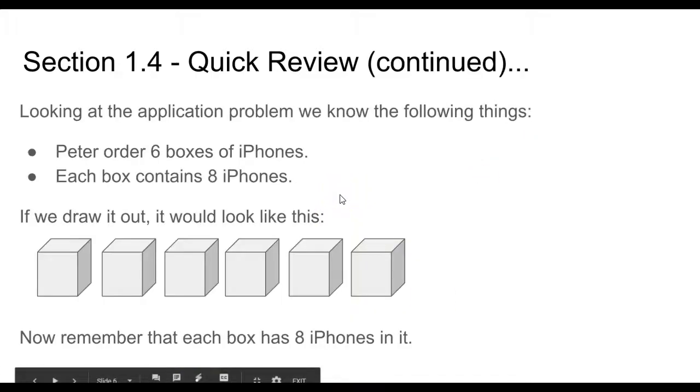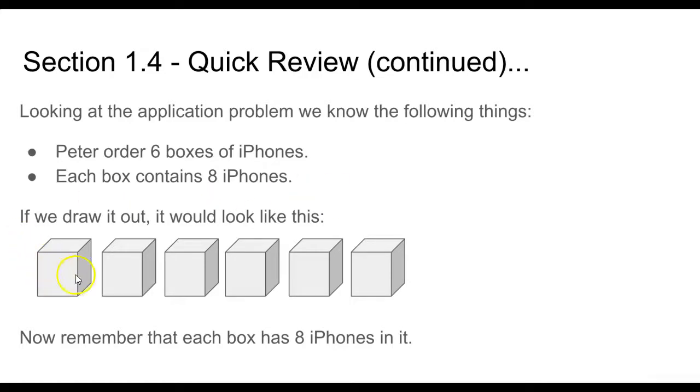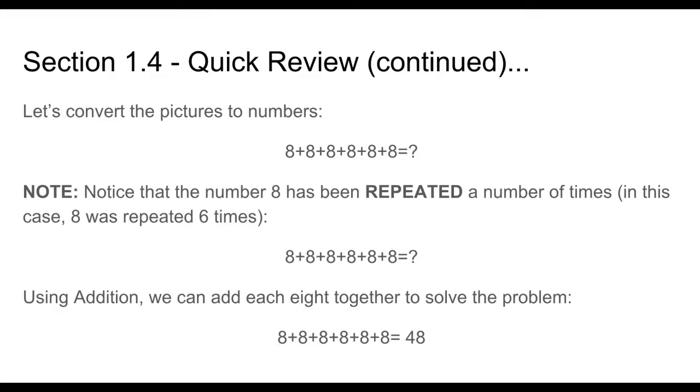Okay, so from here, looking at the application problem, we know the following things. 1, we know that Peter ordered 6 boxes of iPhones. We also know, 2, that each box contains 8 iPhones. So if we draw it out and we use picture math or we use symbols, we can see that we have 6 boxes. Now let's remember that each box contains 8 iPhones. So let's convert the pictures to numbers. We just take each box, and we remember what's inside each box, which are 8 iPhones, and we know that that comes up with a certain total.